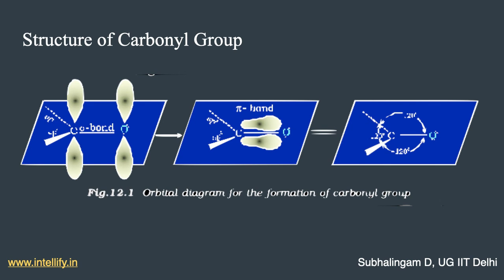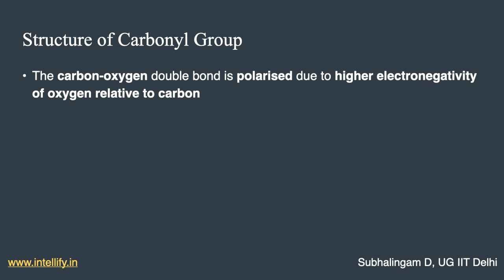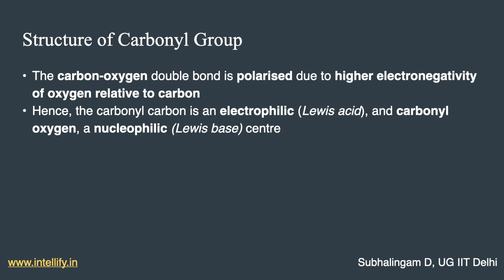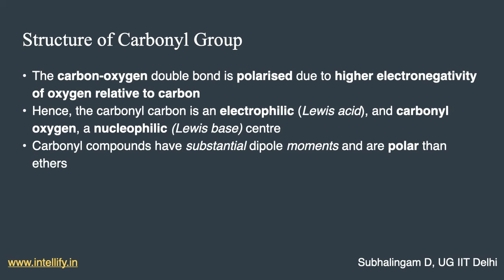Now we will see how it looks on the plane. So this is how it looks. It's exactly the figure 12.1 from the book. The carbon-oxygen double bond is polarized due to higher electronegativity of oxygen relative to carbon. Hence, the carbonyl carbon is an electrophilic Lewis acid, and carbonyl oxygen a nucleophilic center. Nucleophilic center is a Lewis base.